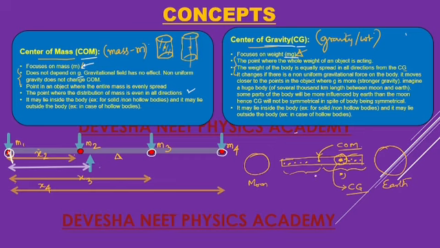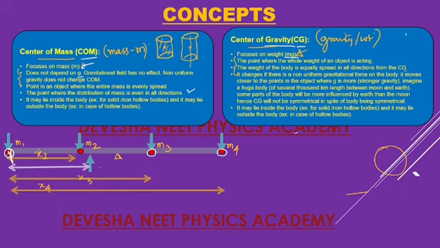Now, how do you compute them? So let's try to compute center of mass and center of gravity. So imagine that we have a rod here, which is shown here. So imagine that this is the center of mass. So what is the total mass?